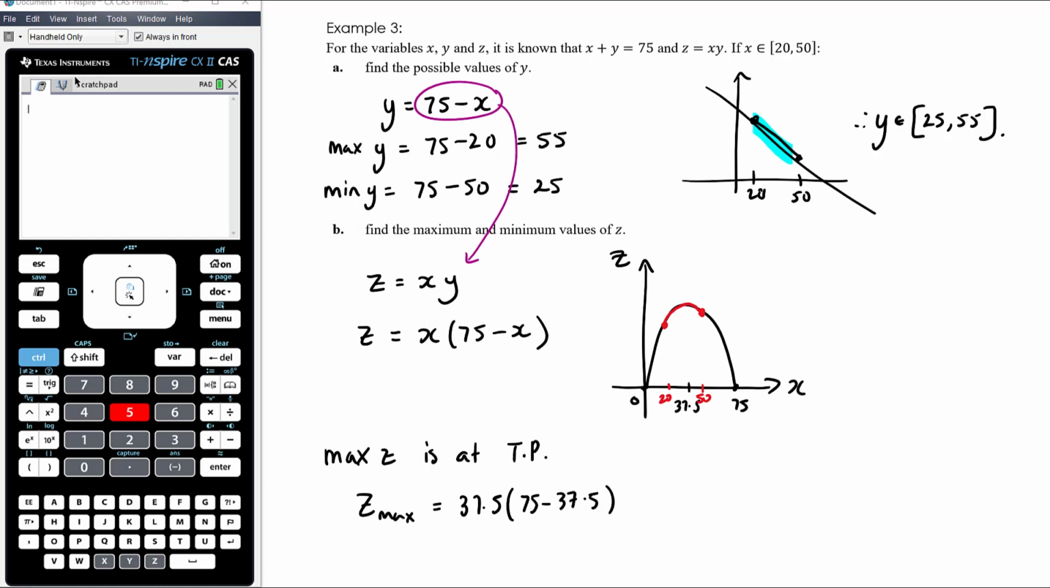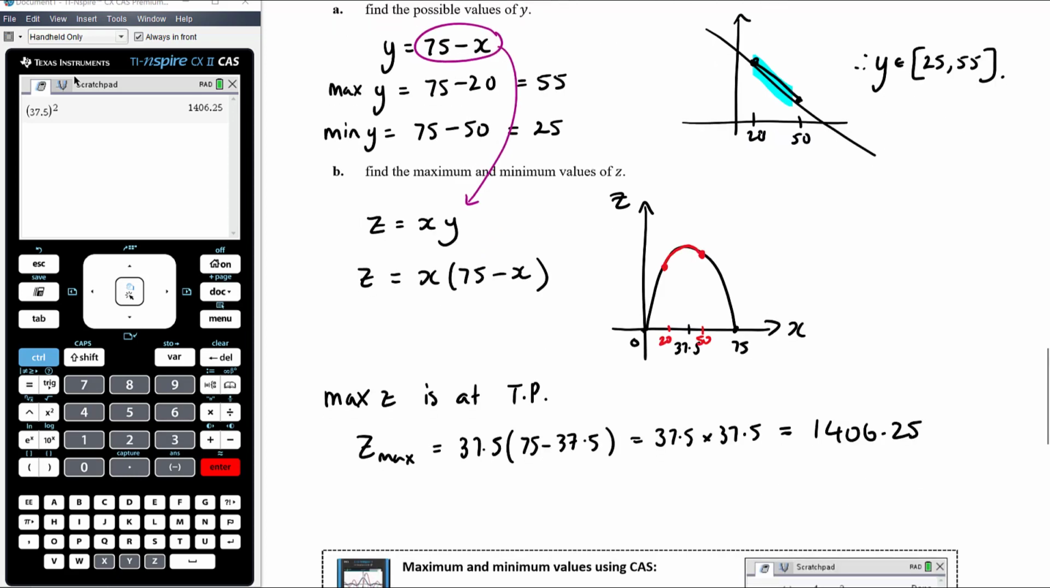So I'm just subbing 37.5 into my rule. So that is 37.5 squared. I'm just going to get my CAS to do that for me. So that is 1406.25. There's no units here because there's no context. Whereas the minimum z, min z, is when x equals 20.